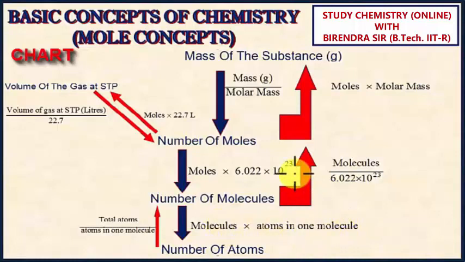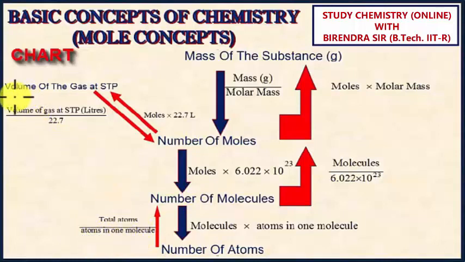And then molecules can be converted into atoms by multiplying by the atoms present in one molecule. And in the reverse way, if you go, molecules can be converted into moles by dividing with this Avogadro number, and moles can be converted into mass by multiplying by the molar mass. And here you see, the number of atoms can be converted into the number of molecules by dividing by the atoms in one molecule.